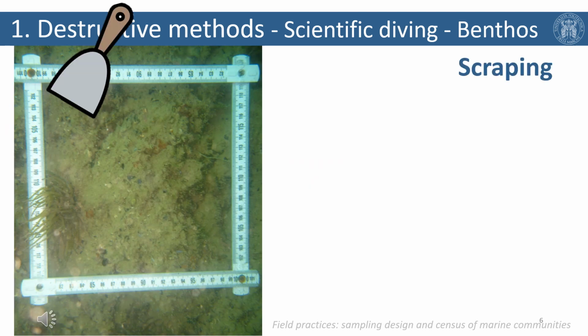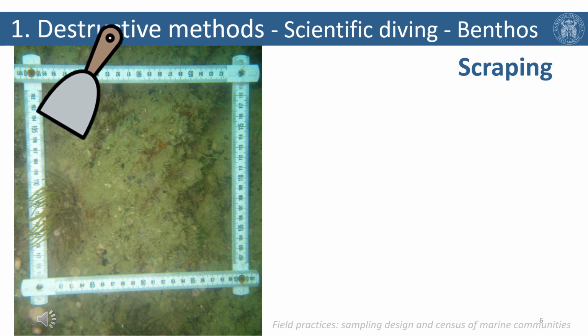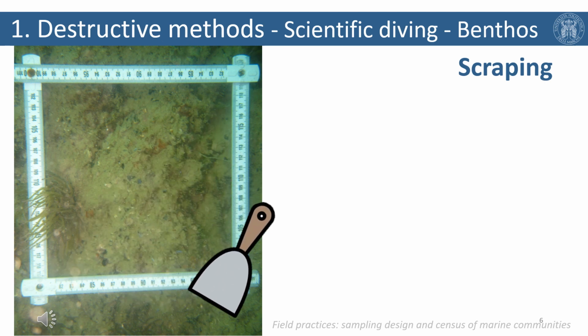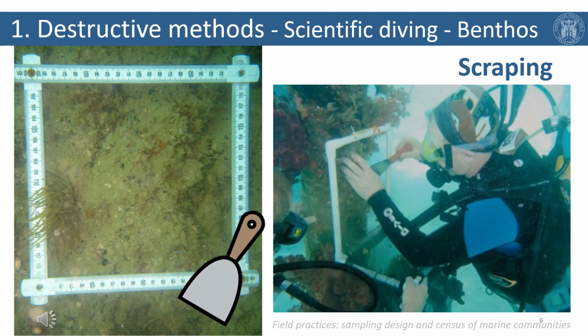Scraping consists in delimiting an area of substrate. In general, a PVC or a steel frame is used, to collect all the organisms inside the frame. A tool, a spatula or a knife, is used to detach the organisms. In scientific scuba diving, samplings are performed by 2 operators. During a scraping sampling, one operator would detach the organisms, while the other will hold a bag to collect the scraped organisms.